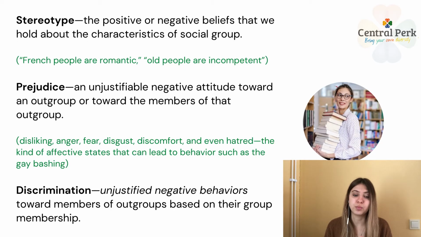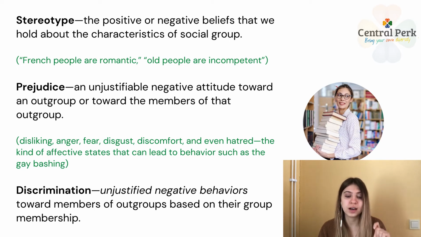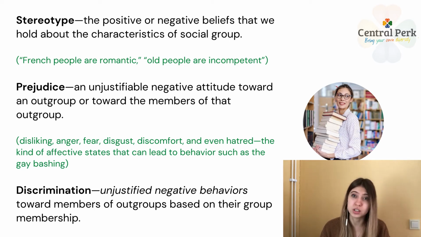So we already talked briefly about prejudice. I mentioned it in the previous slide, but there is a difference between stereotype and prejudice. It is important to understand 3 different definitions. The first one is stereotype, the second one is prejudice, and the third one is discrimination. So the stereotype is the positive or negative beliefs that we hold about the characteristics of a social group. It is important to note here that a stereotype can also be positive, so it's not necessarily negative. For example, if I say that all Asians are good at math, well, this is a stereotype, but this is a positive stereotype because we believe that they're good at something.